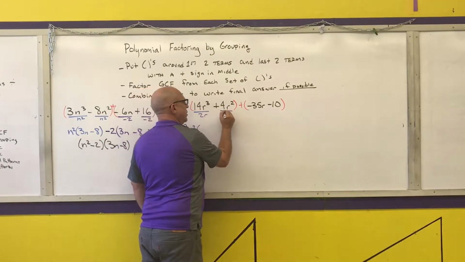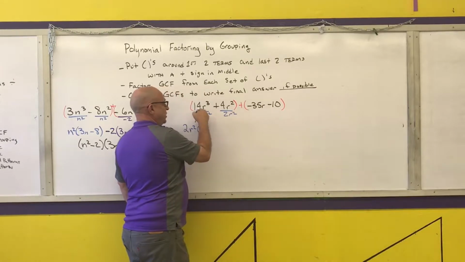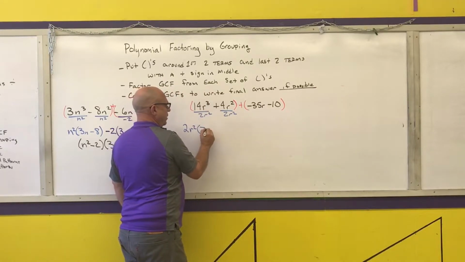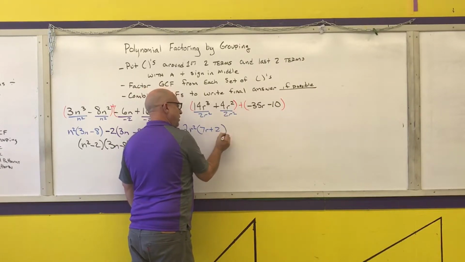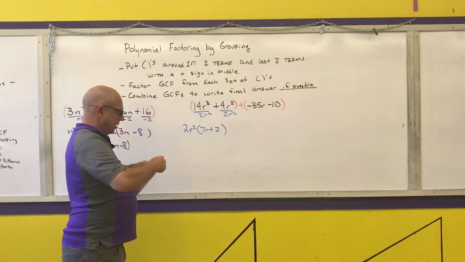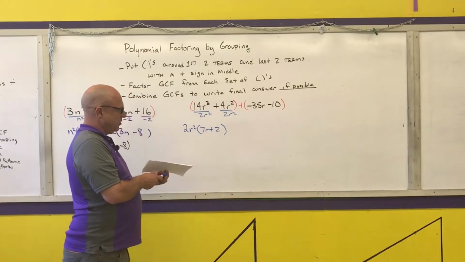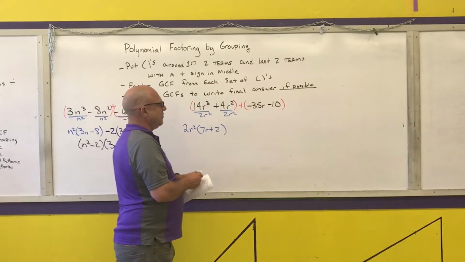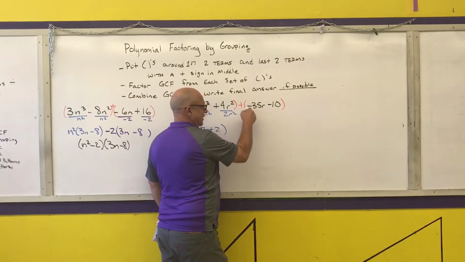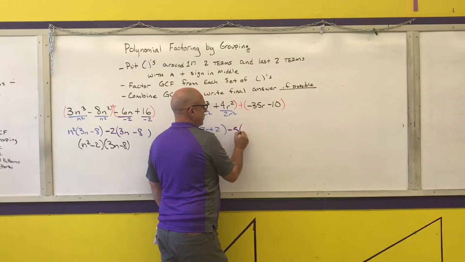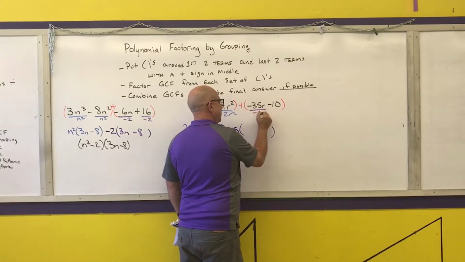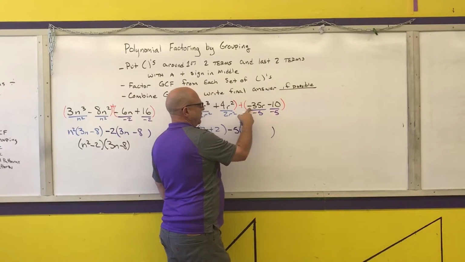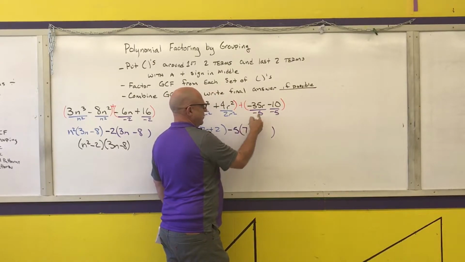Do the division. 14 divided by 2 is 7. R cubed divided by R squared is R. 4 divided by 2 is 2. R squared over R squared is 1. Repeat for the second group. The biggest number that's in common between negative 35 and negative 10 is negative 5. Again, because that's negative, I want to put the negative sign there. R does not appear in this term, so there are no variables. Divide each term by negative 5. Negative 35 divided by negative 5 is positive 7r. Negative 10 divided by negative 5 is positive 2.